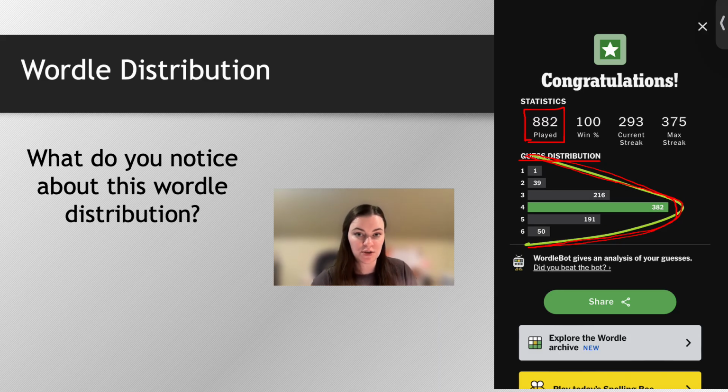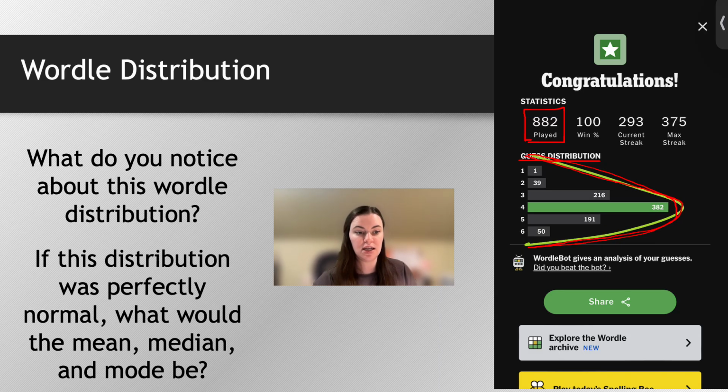But something to ask yourself in the context of this is this question here. If this distribution was perfectly normal, meaning it's that bell-like shaped curve that we saw in the previous slides in our theoretical model, what would the mean, median, and mode be of my distribution? So take a moment here, go ahead and pause the video and take a look at the graphic. I'll let you do that and then we'll come back and discuss what that answer would be.